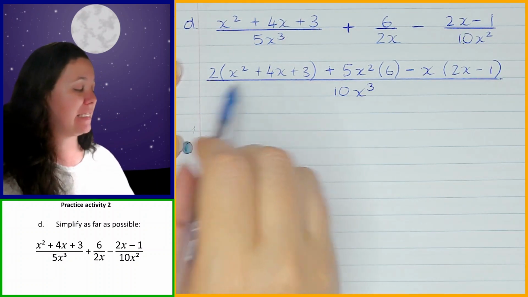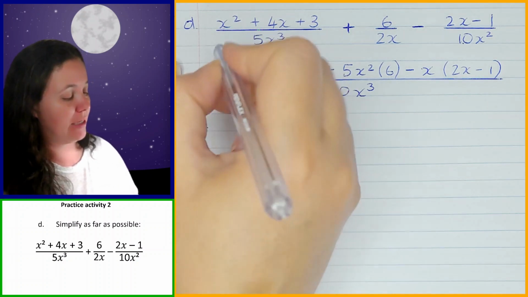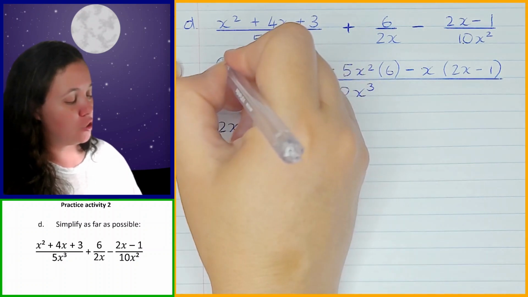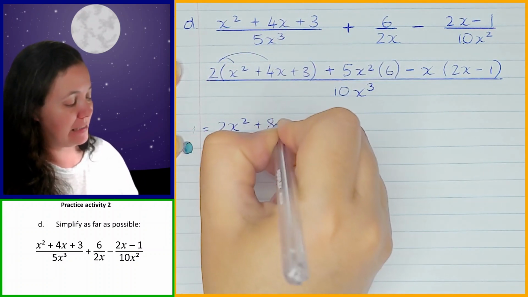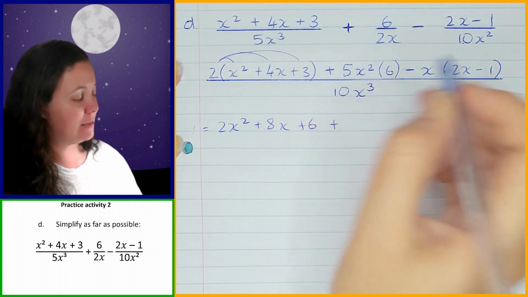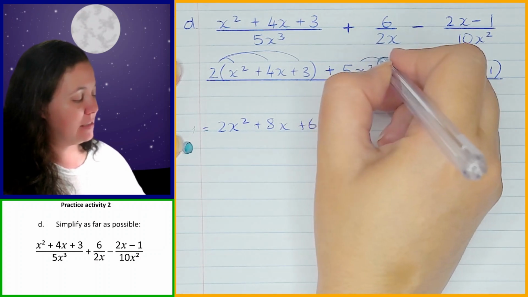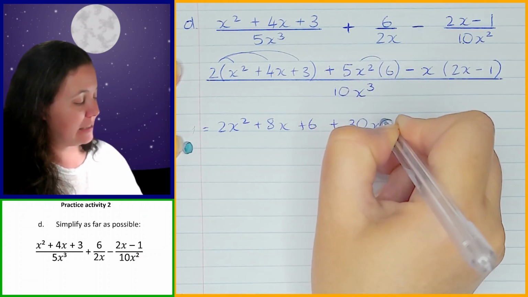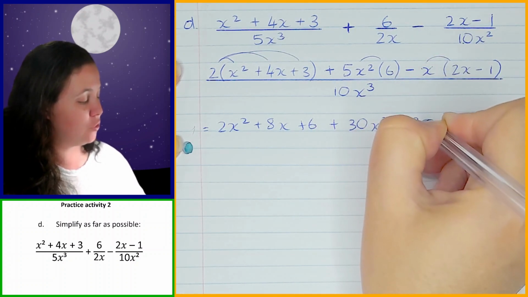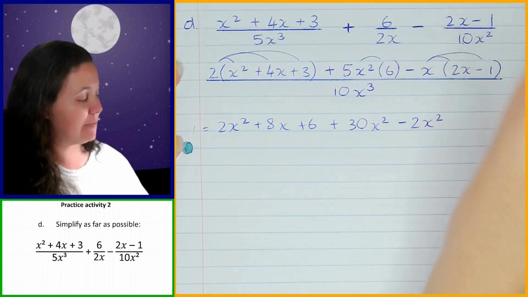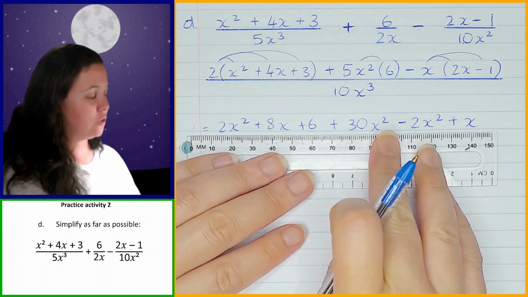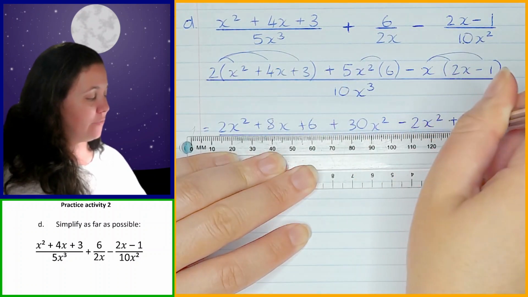Okay, so now let's go and expand these to get rid of our brackets. So over here, 2 times x squared is 2x squared. 2 times 4x is plus 8x. 2 times 3 is plus 6. Then I've got plus 5x squared times 6 is 30x squared. Then over here, negative x times 2x is negative 2x squared. And negative x times negative 1 is positive x. Okay, so now that all still goes over my LCD of 10x cubed.